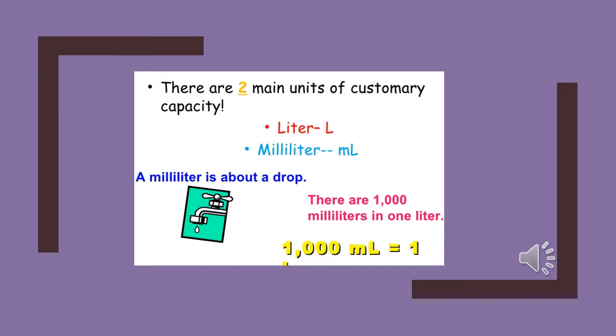The standard units of measurement that we use for measuring capacity are liter and milliliter. We use milliliter for a small amount of liquid and we use liter for a big amount of liquid.